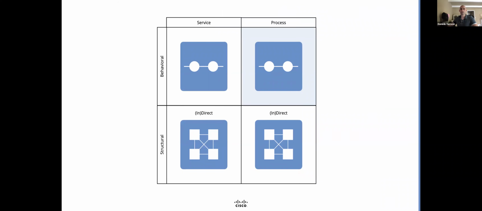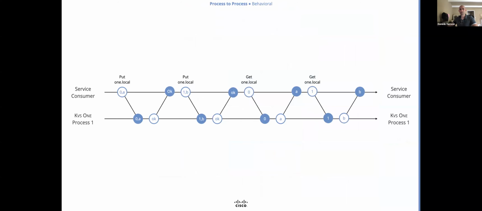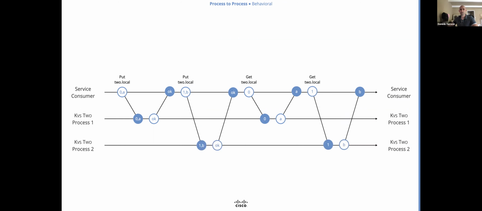Next up, the behavioral point of view. Let's have a look at the interaction of the service consumer and key value store 1. Well, for key value store 1, the sequence of events on a process level is absolutely identical to the sequence of events on a service level. But let's have a look at the interaction of the service consumer and key value store 2.